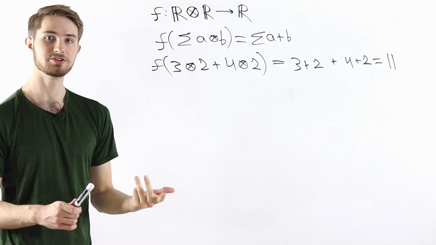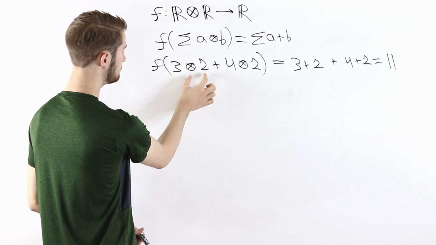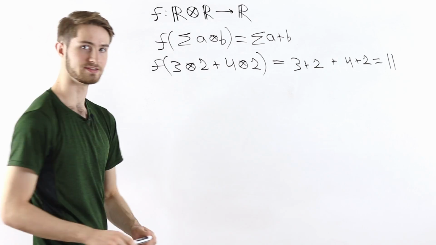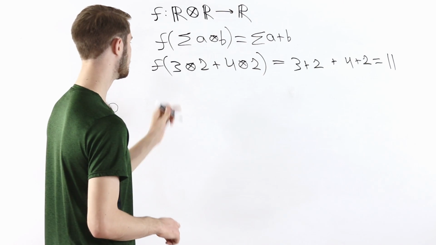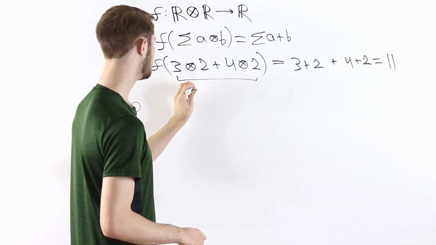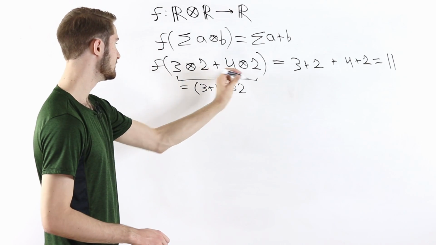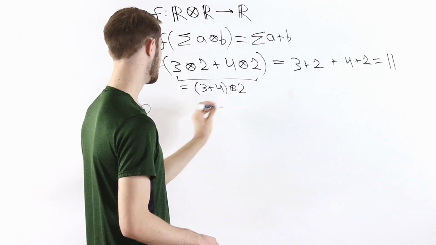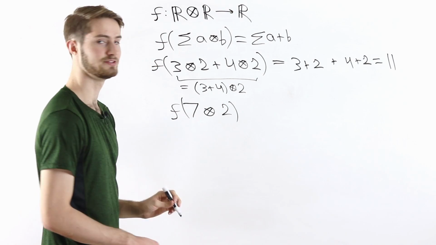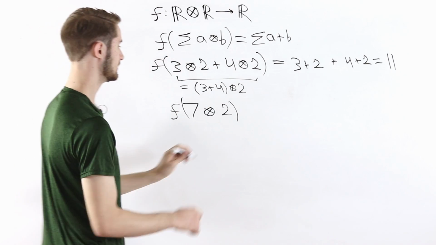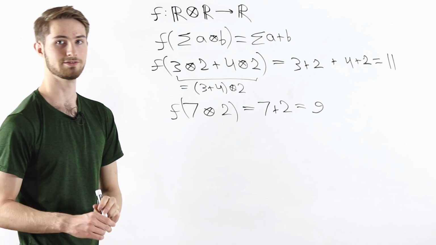But we know that the elements of the tensor product satisfy a lot of relations between them. For example, if we look at this element, both of them have a tensor 2 on the right side. And one of the properties of the tensor product is that we can combine these two elements. 3 tensor 2 plus 4 tensor 2 is equal to (3 plus 4) tensor 2. So we can add up these two on the left side. And of course, this is 7 tensor 2. But what is f of 7 tensor 2? Well, by this definition, it should equal 7 plus 2, which is 9, not 11.